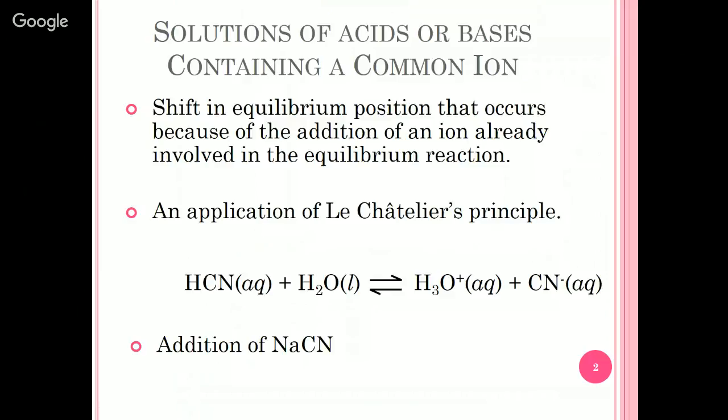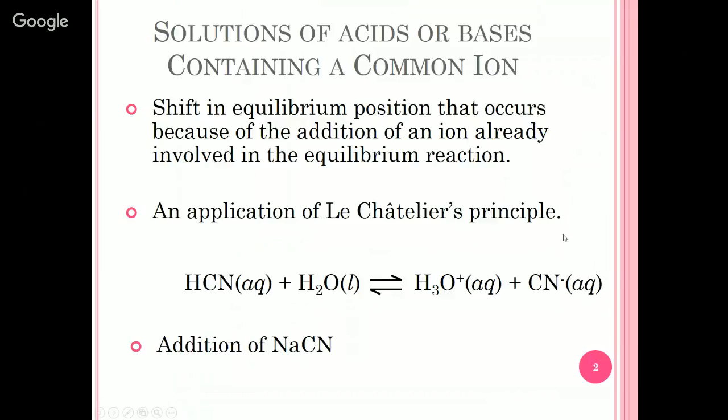So what happens if we add what's called a common ion? Well, the common ion that we would add in this solution would be CN minus. But we can't just add ions because ions aren't available. They are always bonded to something else in an ionic compound. So we would add sodium cyanide.